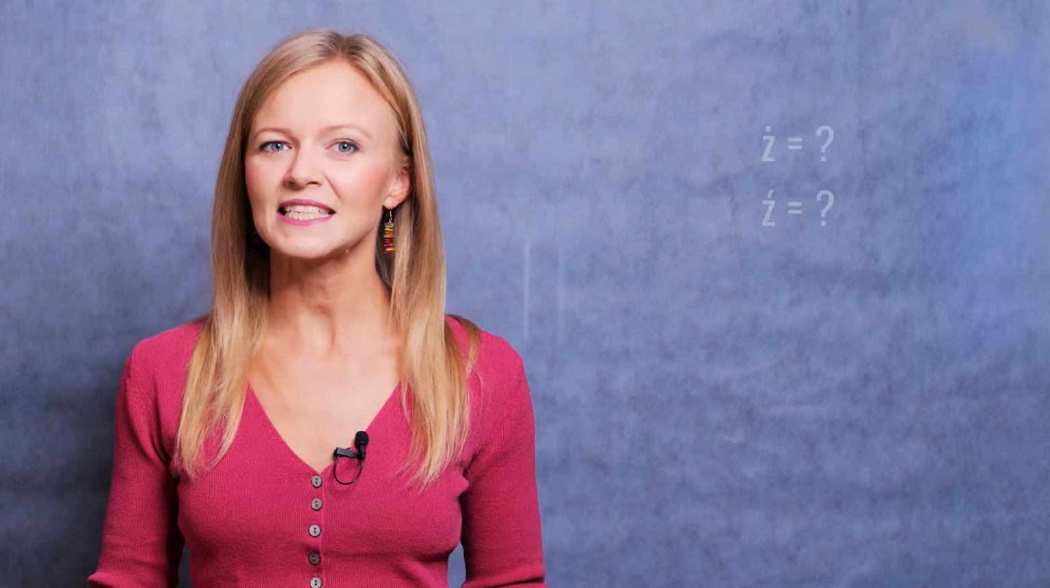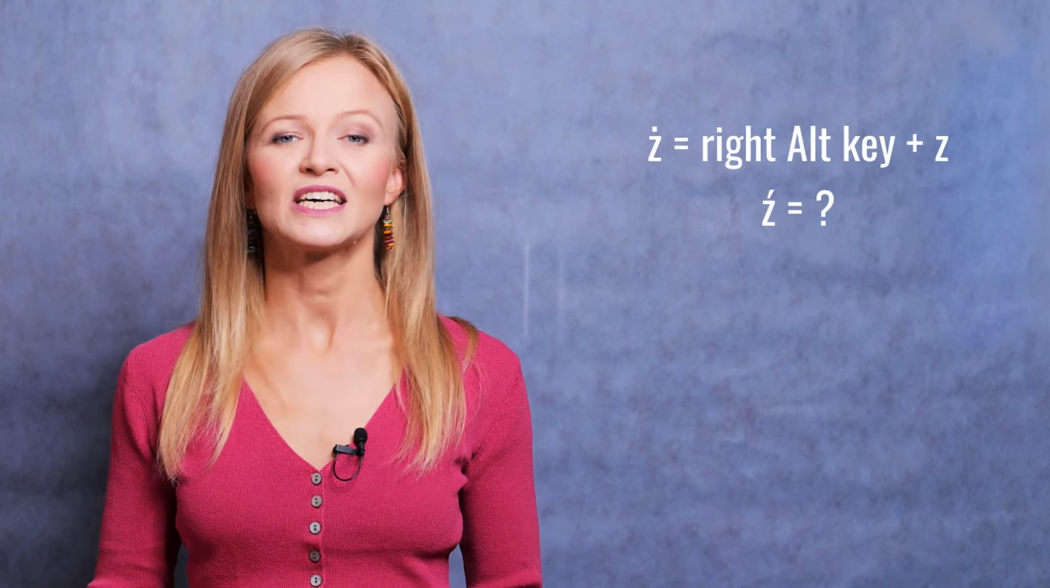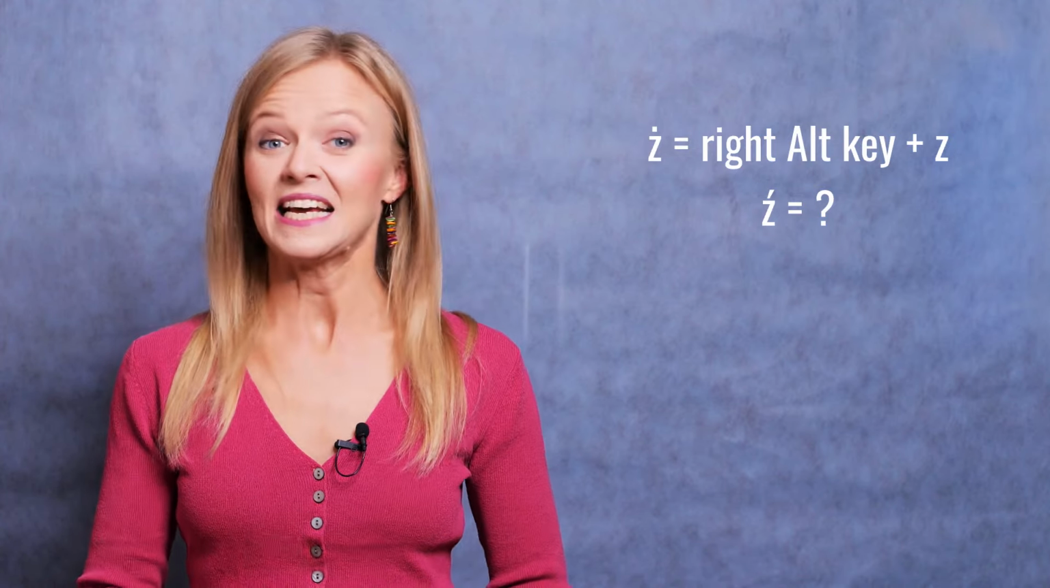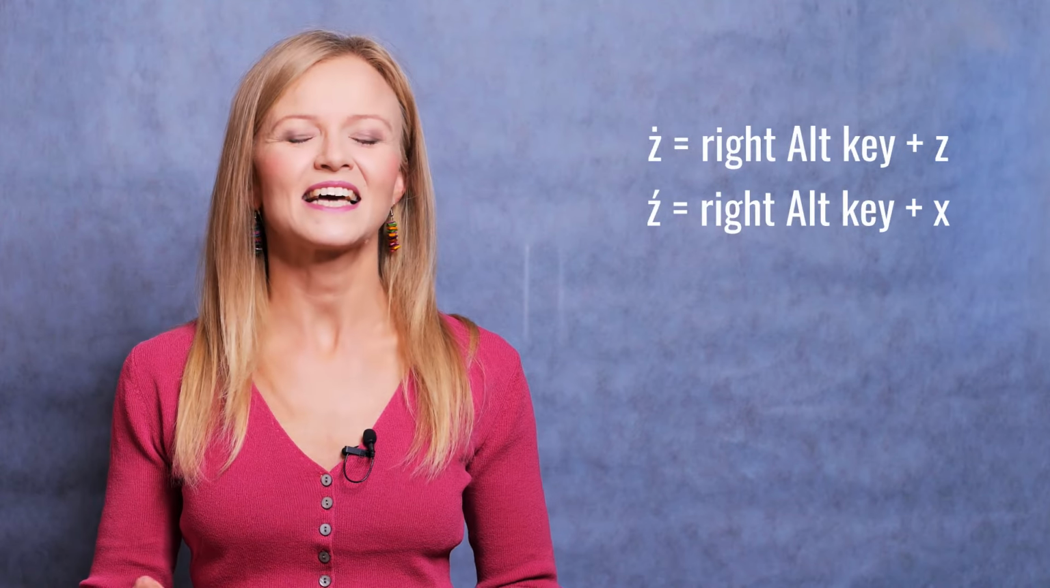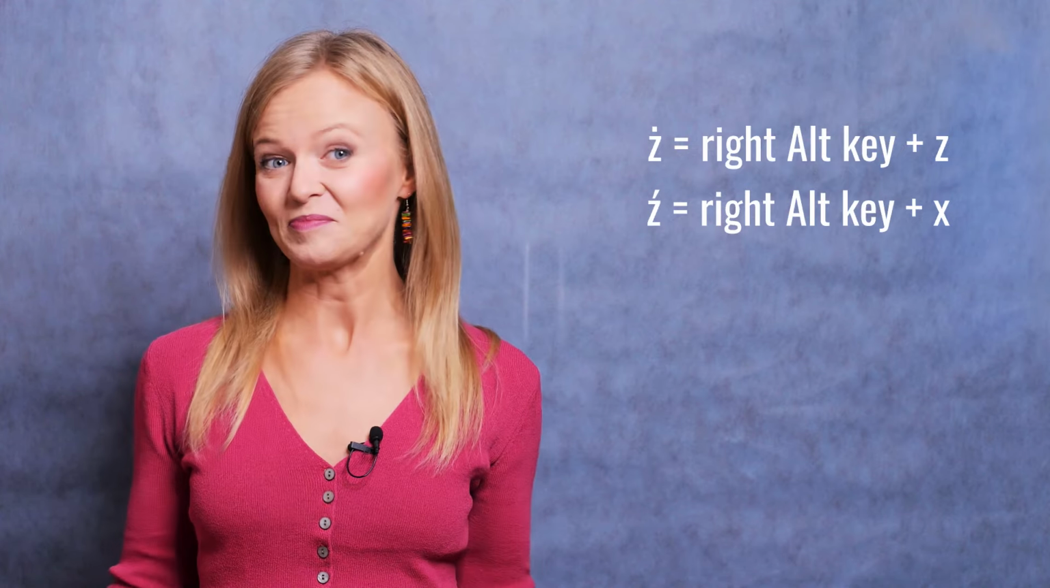But there are 2 Z's. You remember, Z with an acute accent and Z with an overdot. What to do? If you press right Alt button and Z, you will get ż. So Z with an overdot. And if you press right Alt button and X, you will get ź. So the Z with an acute accent. So that's it. This is how we do it.